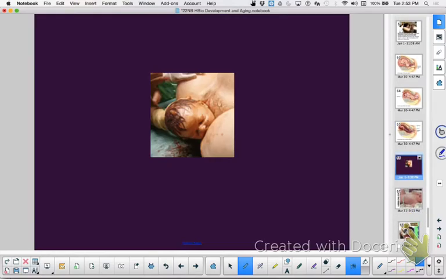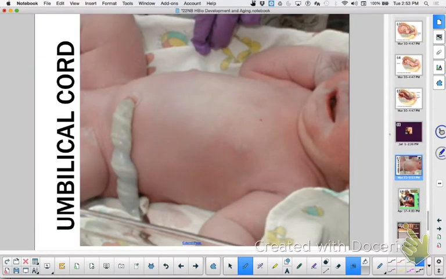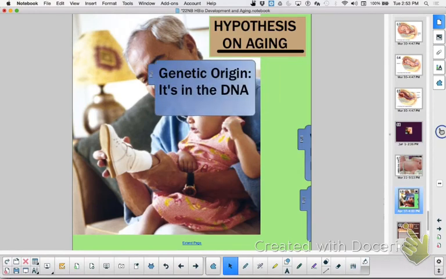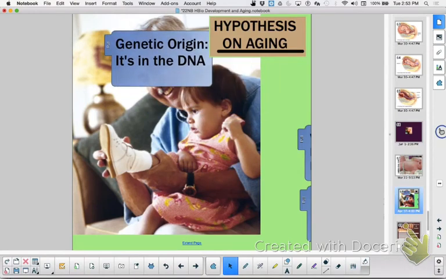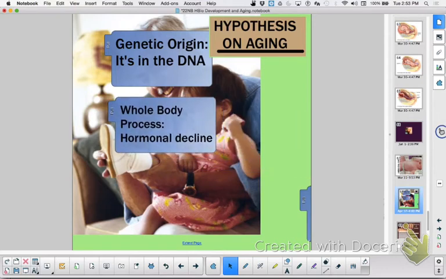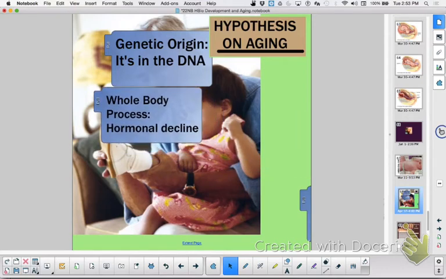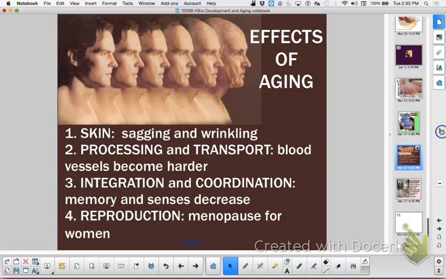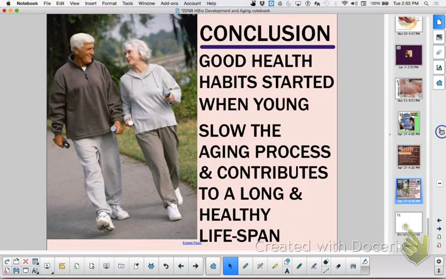And there's a baby. And then you get old. So there were three hypotheses on aging. One is it's in your DNA: long-lived people have long-lived children. Second, whole body process, you have a slow hormonal decline. And third, extrinsic factors. What we said overall is that if you have good health habits on a regular basis, then you're more likely to have a better quality of life and a longer life.